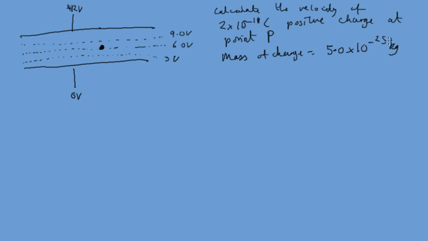Now, we know the particle that's moving from the 12 volt plate towards the 0 volt plate is positive, and we know this shows the midpoint and has a potential of 6 volts. This means the potential difference between 12 and 6 is obviously 6. So we can work out the work done, charge times the 6, and that's going to give us 12 times 10 to the minus 19 joules.